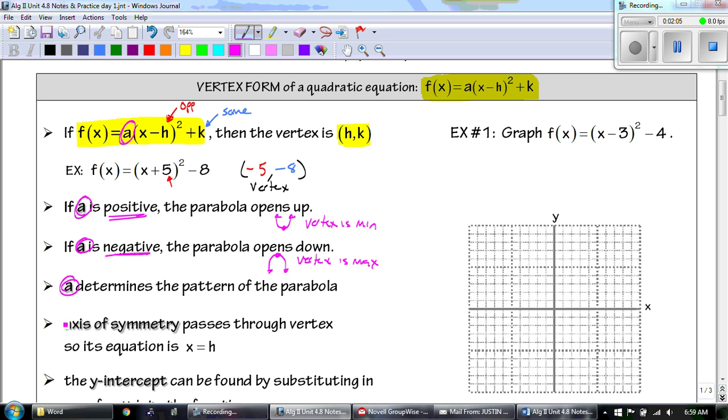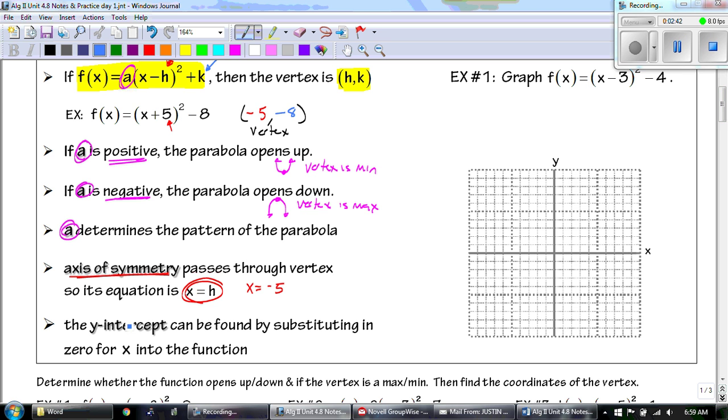And a, that letter out front, it determines the pattern. If it's a 1, it's up 1 over 1, up 4 over 2, or if it's a 2, up 2 over 1, up 8 over 2. All right? Let's see, what else? Axis of symmetry. The axis of symmetry goes through your vertex, so whatever your x is, in our example, if x is negative 5, our axis of symmetry would just be x equals negative 5.